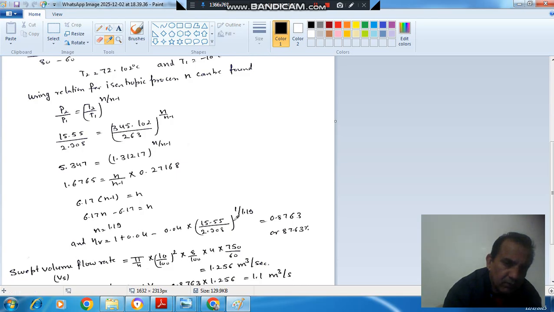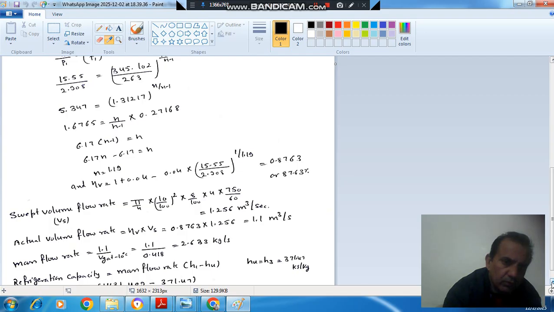Now we have the N value, and we have P2 and P1 also, so we can find out the volumetric efficiency. That will be 87.67%. Next part is to find out the swept volume flow rate. As the diameter is given and stroke length is given, that gives the volume. Number of cylinders is 4, so multiply by 4. That is your swept volume per stroke. As 750 rpm is given, if you multiply by 750, it will be swept volume per minute. If you divide by 60, it will be swept volume per second. So that is your 1.256 meter cube per second.